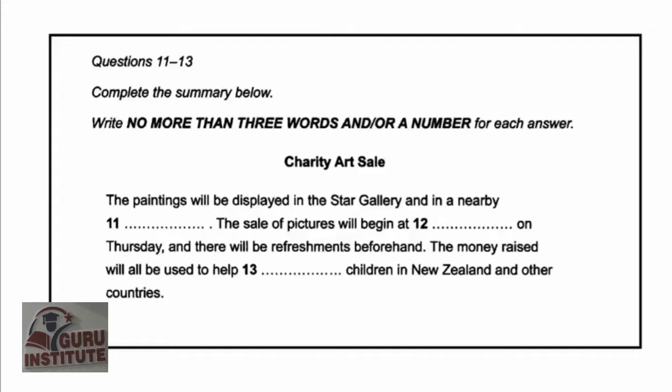We've got about 50 works by local artists showing a huge range of styles and media, and in a minute I'll tell you about some of them. You're probably also interested in what's going to happen to your money once you've handed it over. Well, all proceeds will go to support children who are disabled, both here in New Zealand and also in other countries. So you can find an original painting, support local talent, and help these children all at the same time.